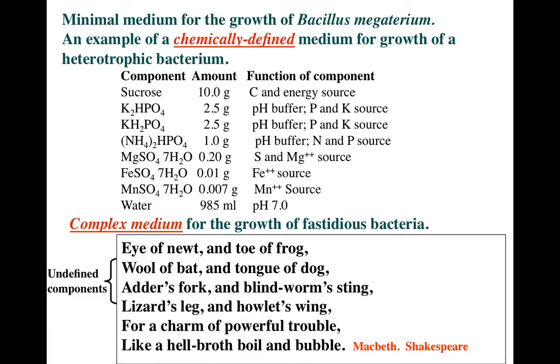And so, here it is: eye of newt and toe of frog, wool of bat and tongue of dog, adder's fork and blind worm's sting, lizard's leg and howlet's wing, for a charm of powerful trouble, like a hell broth, boil and bubble. See, you get some literature when you come to this class, too. We're not done. Any Kipling fans?